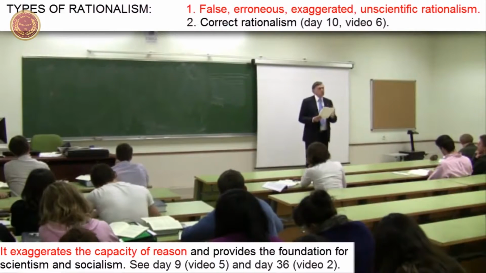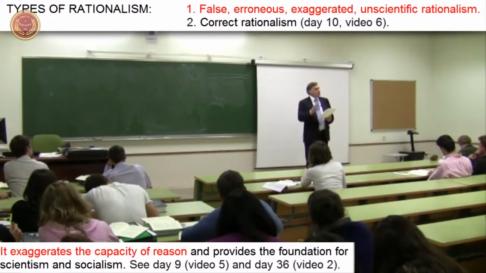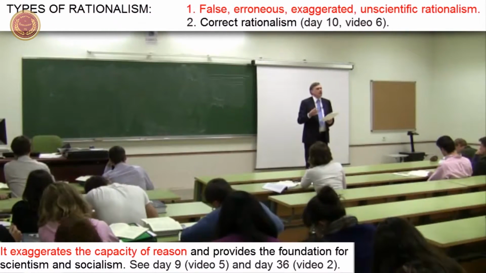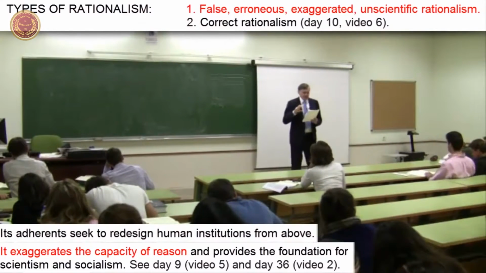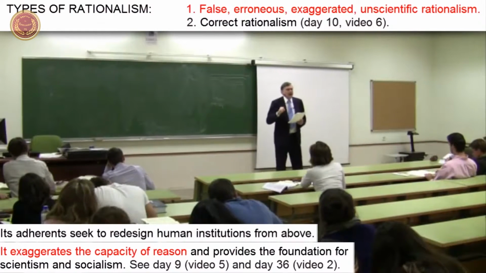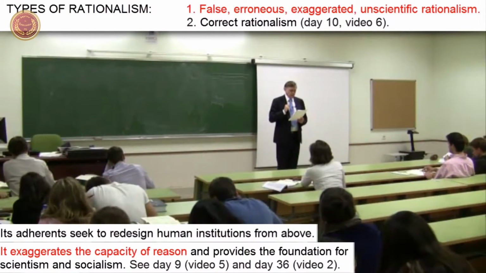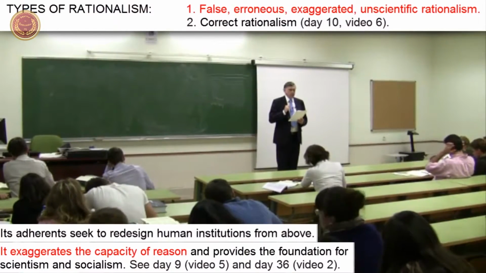People who hold exaggerated rationalist views and deify human reason believe that human institutions are imperfect because they have evolved, and that they can be improved from above, that they can be redesigned, that they can be deliberately modified at the whim of human beings.